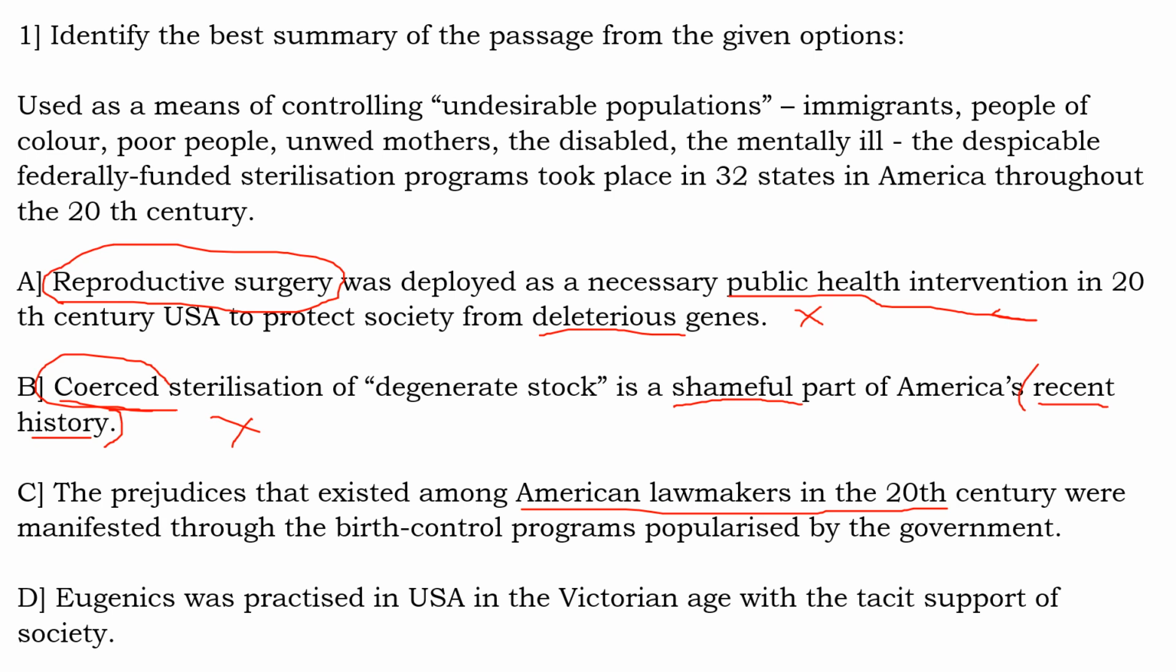Option D, eugenics was practiced in USA in the Victorian age with the tacit support of the society. Again, a lot of things that you may not understand. What is eugenics? Eugenics is this particular practice of controlling certain undesirable qualities in the society through selective sterilization. That process is known as eugenics. So instead of talking about selective sterilization, the one word is eugenics.